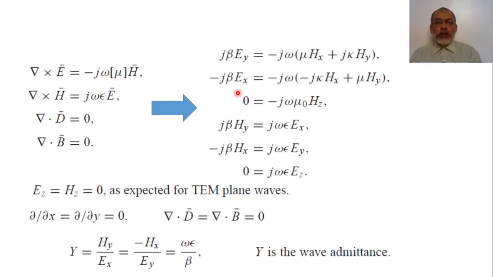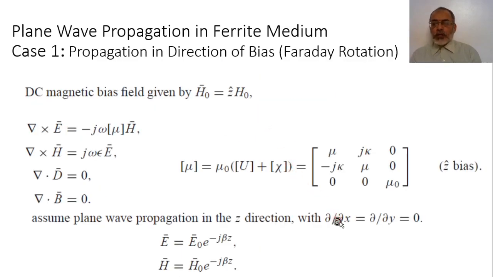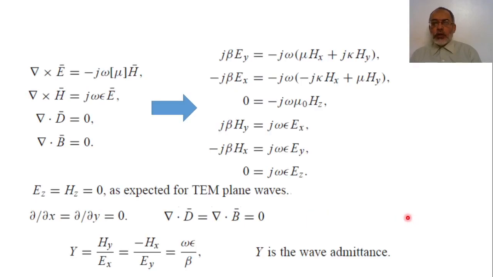Finally, the last term will depend on partial by partial x plus partial by partial y, and we know that partial by partial x equals partial by partial y equals 0. So 0 in the z direction would equal minus j omega mu naught hz, or in other words, hz equals 0. Okay? This is the simplification of this equation.